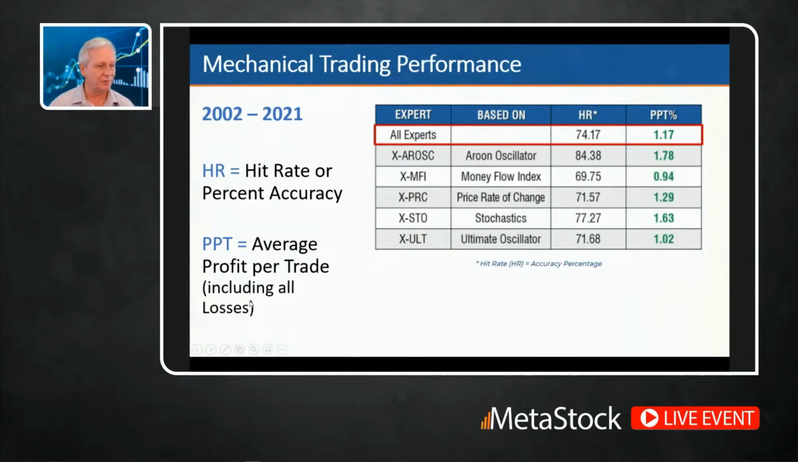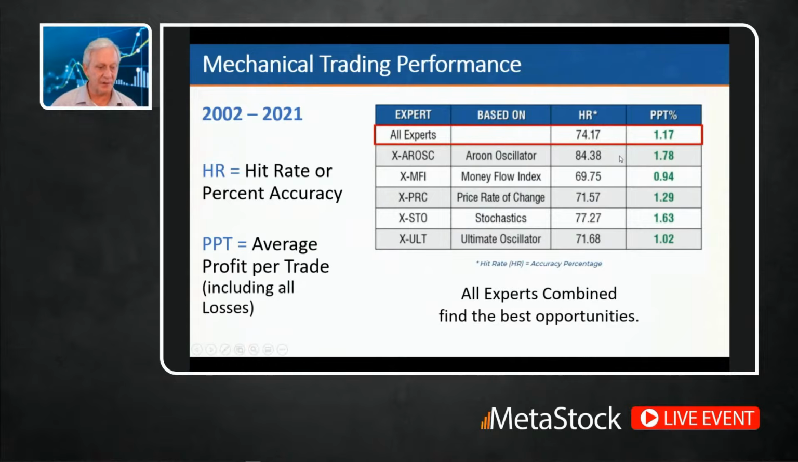Now, there's 2 stats we use here. One is hit rate, the other is profit per trade. Hit rate is just the accuracy. So if it says 74, that's the average of all of these. That means on average, they're about 74% accurate. And they only go for like 3 or 4 bars. The trades are very short, but their average profit per trade is about 1.17%. So that's a system test that we ran historically.